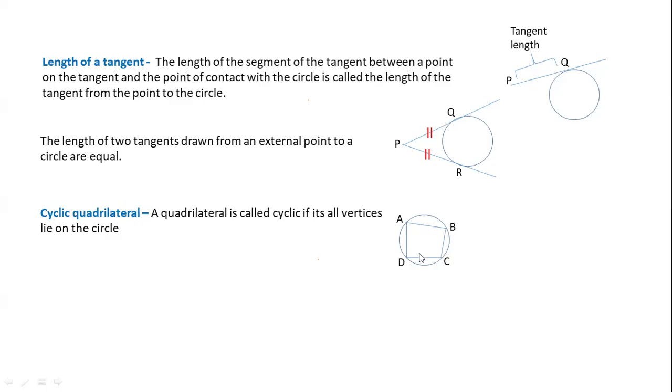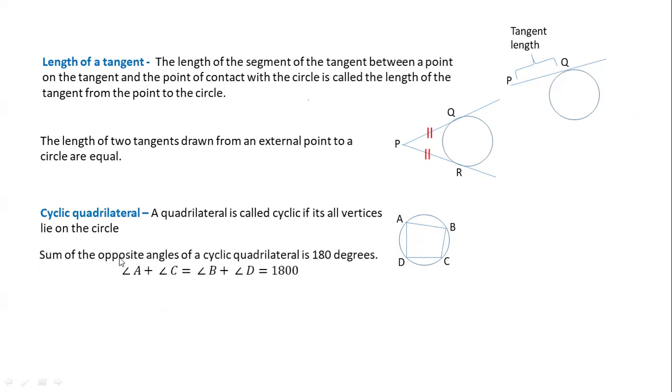When you name it ABCD, there is a special property for the cyclic quadrilateral, and that is the sum of the opposite angles of a cyclic quadrilateral is 180 degrees. That means angle A plus angle C, the opposite angles, angle A and angle C, total of these two will be 180 degrees. Angle B and angle D, the total of these two will also be 180 degrees.